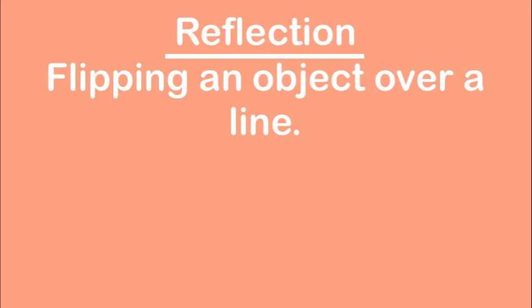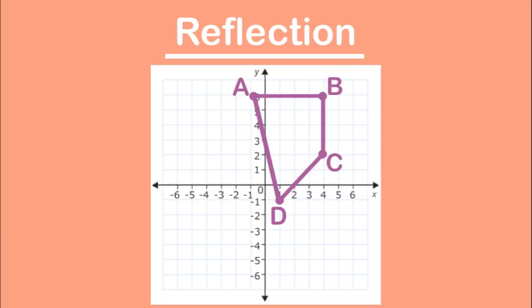Next, reflection. Flipping an object over a line. A reflection creates a mirror image of the original object. Let's look at an example of a reflection. We are provided quadrilateral ABCD on the graph. Notice how this quadrilateral is flipped over the x-axis. Since this shape is a mirror image of the original, it is a reflection.